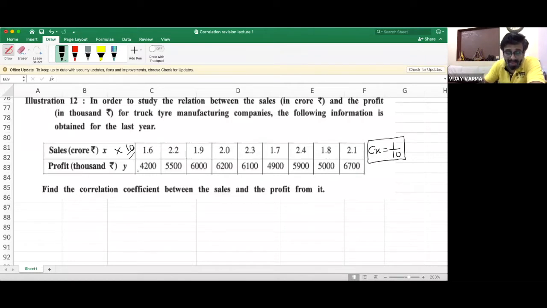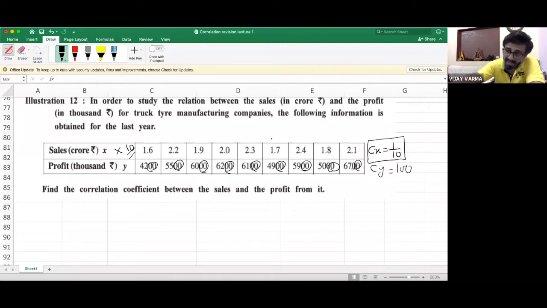Same way, Y: all of you can see there are two zeros. 4200 has two zeros, 5500 has two zeros, 6000, 6200, 6100 also have two zeros, and 4900, 5900, 5000 and 6700 all have two zeros. So here the common factor for Y is going to be 100. In X, since we multiply with 10, the common factor is 1 by 10. And in Y, since we have two zeros everywhere, we are going to divide by 100 only. So common factor Cy is equal to 100.